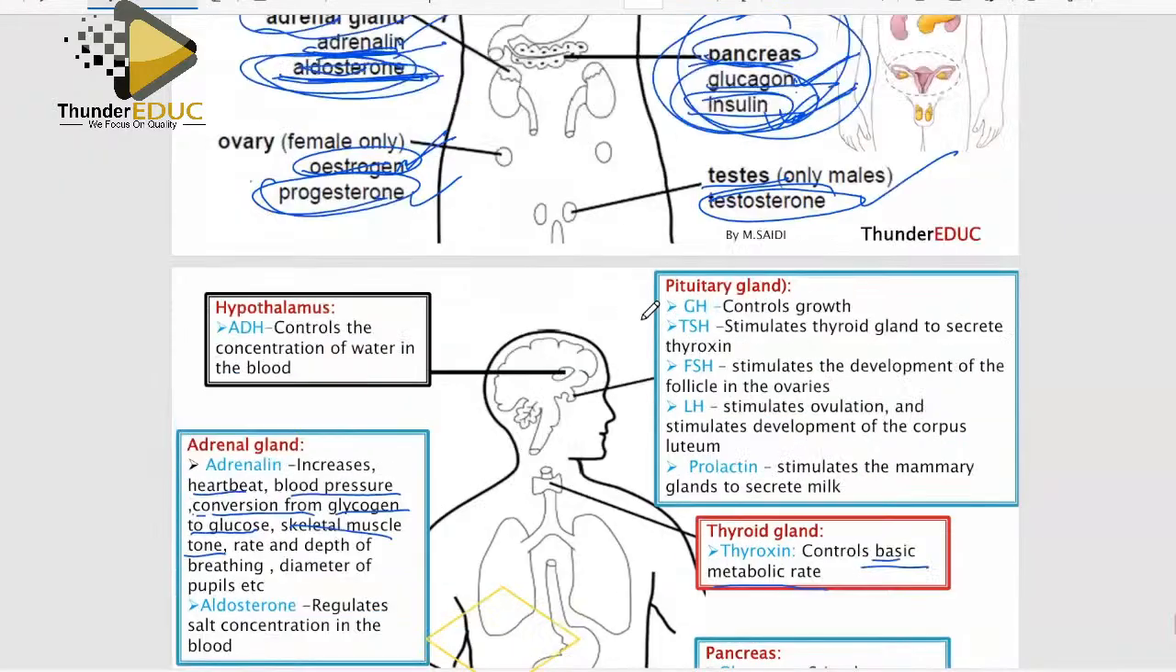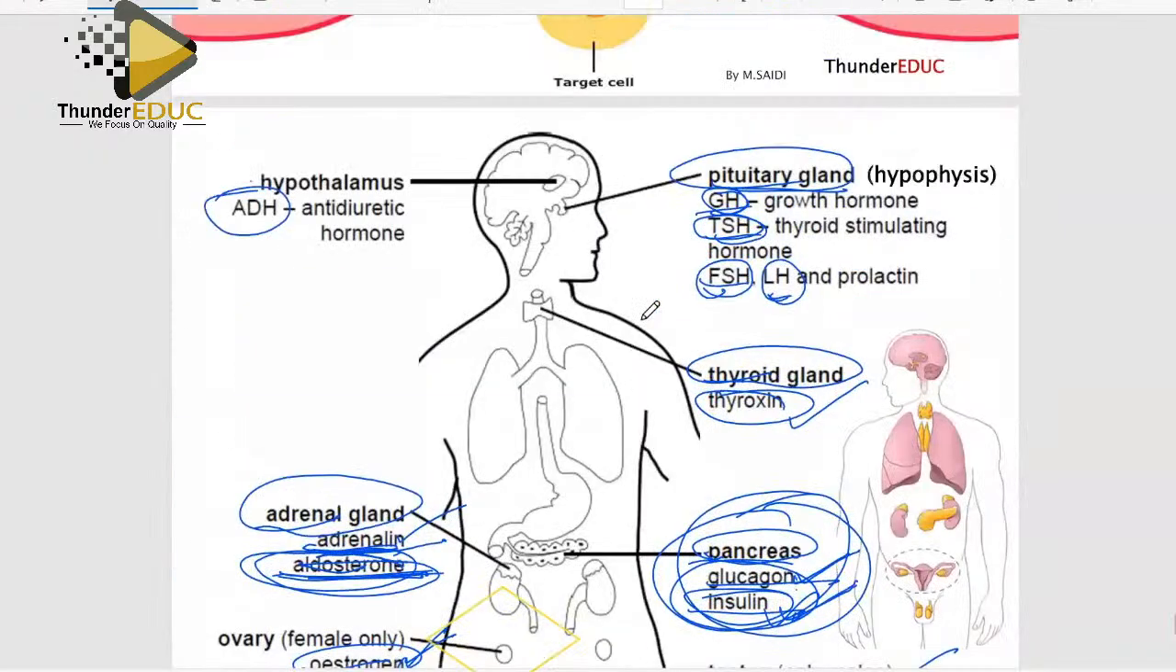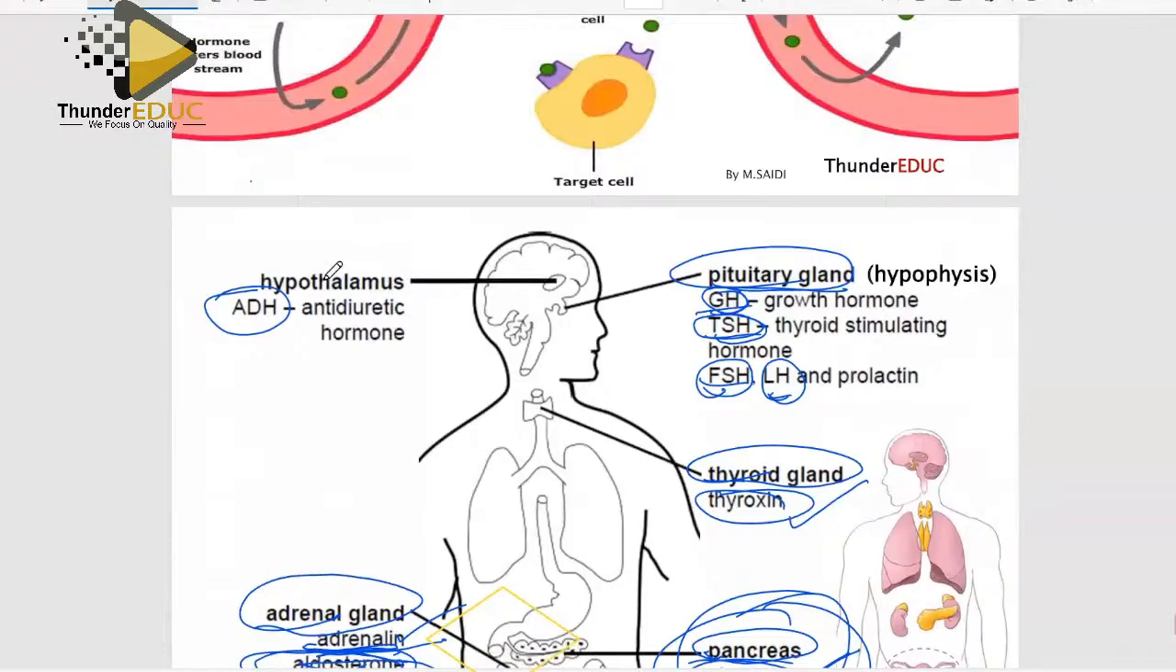All right. So we go to the next one. Let me start with the hypothalamus. Hypothalamus is responsible for production of ADH.